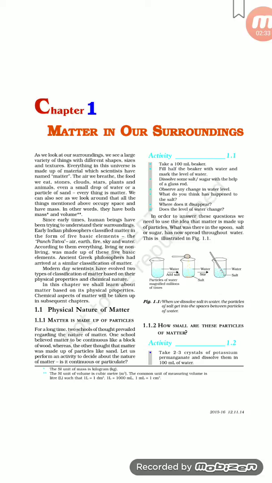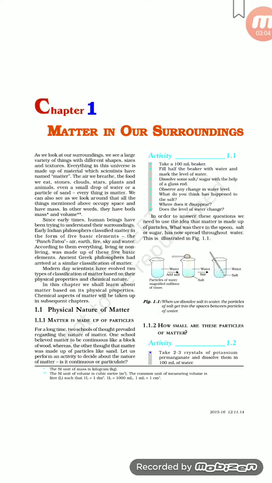Two things we have to specially check: how the particles are arranged, and the space between them. The first term we are talking about is the arrangement of particles, and the second is the intermolecular space between them. These two things we have to discuss right now. So first we will talk about the arrangement of particles.